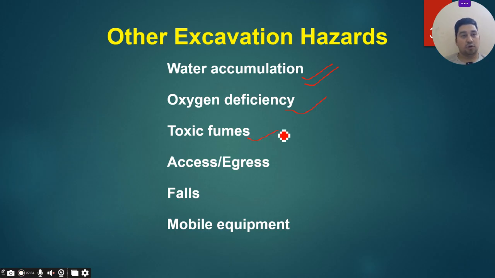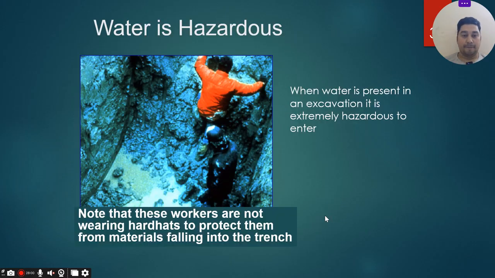Then toxic fumes also could be there. Maybe a gas pipe could be there, maybe a sewer line, or any biodegradable material. So that also could be the risk. So you have to do gas testing first. Then access and egress also matter, so you have to make sure that proper access and egress are provided. Falls, cave-ins, and mobile equipment also could be risks.